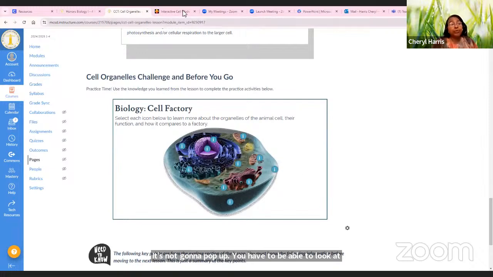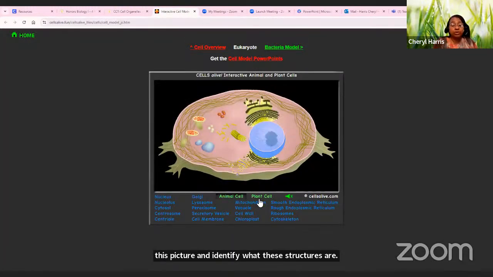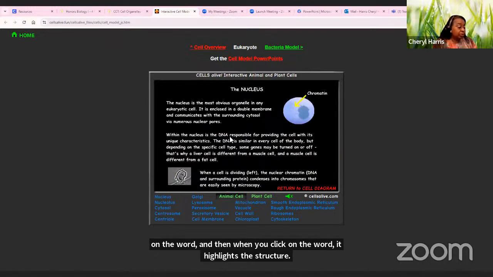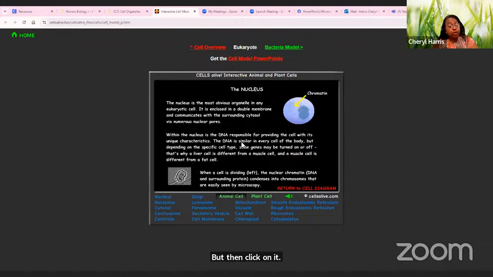Okay, so Cells Alive, I want you to click on the word, and when you click on the word, it highlights the structure, and then click on it and it also brings up a definition. So for each organelle, and these are organelles, which are the little parts inside the cell, I want you to summarize. You don't have to write all of this.